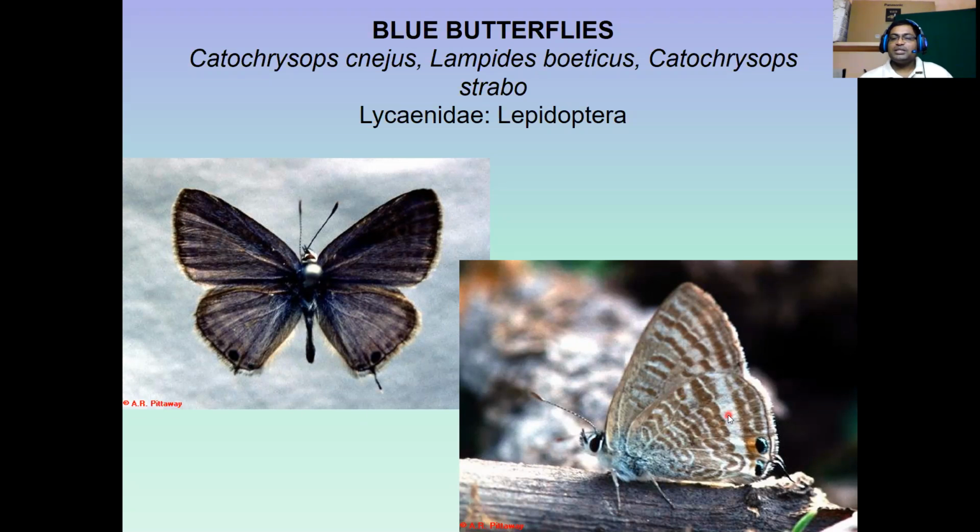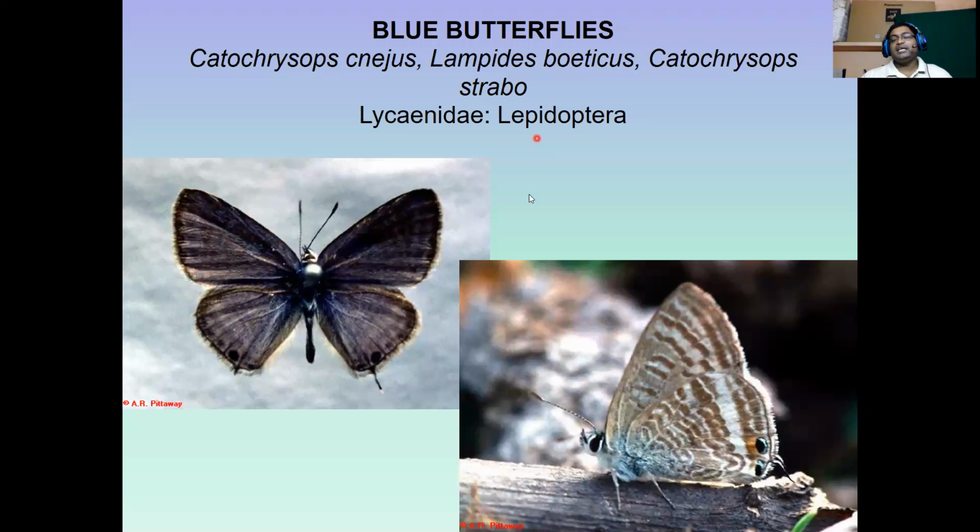This is an identification character of this blue butterfly. You can see there are two conspicuous spots on the hind wing, at the anal margin of the hind wing. This is a blue colored butterfly, that's why we call it a blue butterfly. Also, in between these two conspicuous spots, you can find a loop-like structure, another identification character of the blue butterfly.